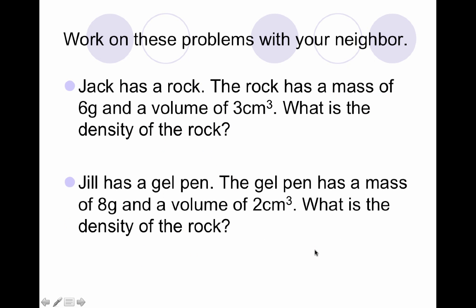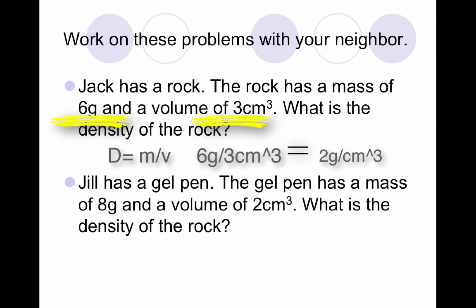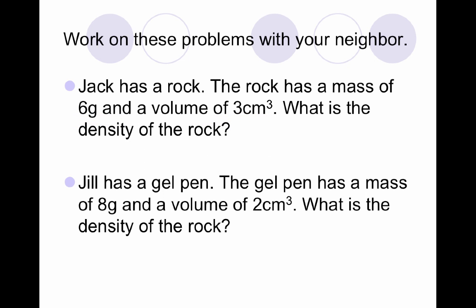Try these problems with your neighbor on your desk and insert the answers in the boxes. Jack has a rock. The rock has a mass of 6 grams and a volume of 3 centimeters cubed. What is the density of the rock? Jill has a gel pen. The gel pen has a mass of 8 grams and a volume of 2 centimeters cubed. What is the density of the gel pen?